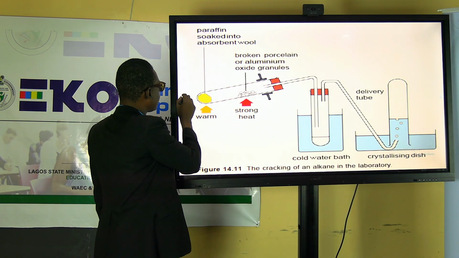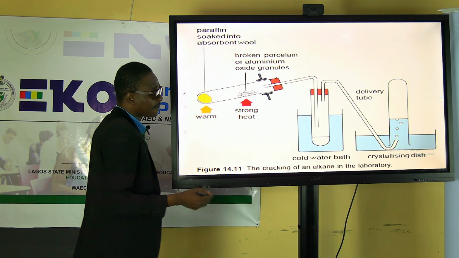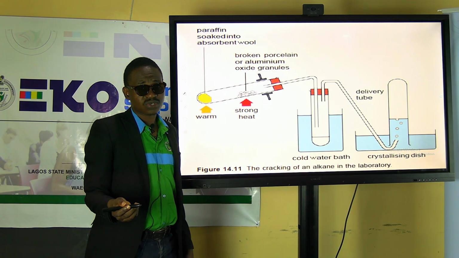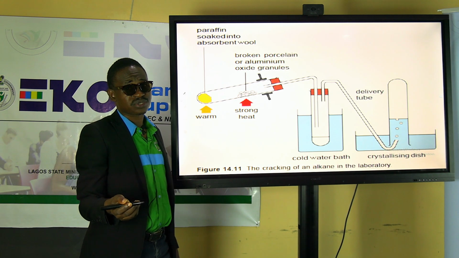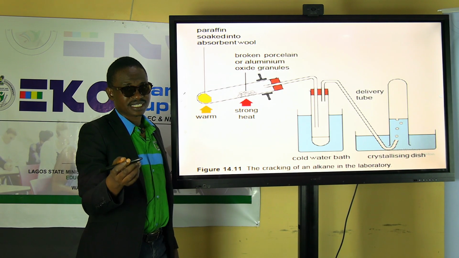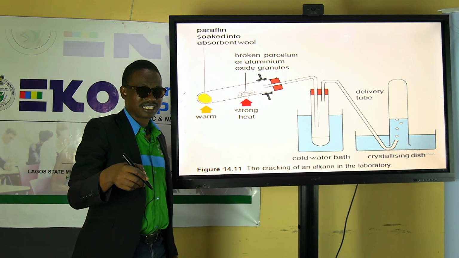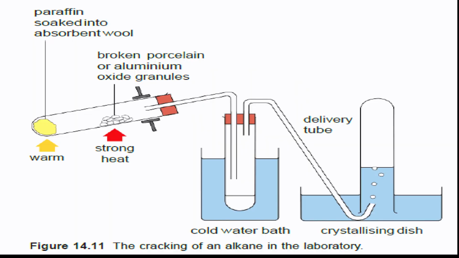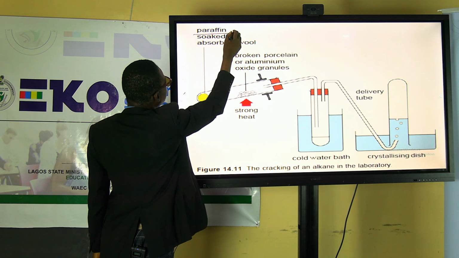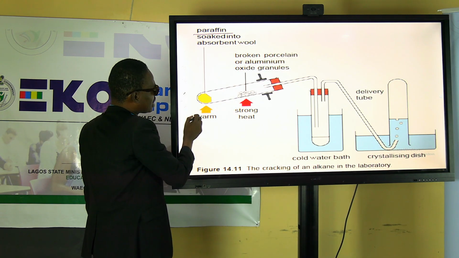Another thing that is very, very essential: ethene industrially can be prepared by what we call cracking. Cracking of what? Hydrocarbon. So when you crack a hydrocarbon, the product you obtain is what? Alkenes. And an example of this alkene is what? Ethene. So ethene can be produced industrially by cracking. This is the paraffin, the heavy hydrocarbon, being heated.